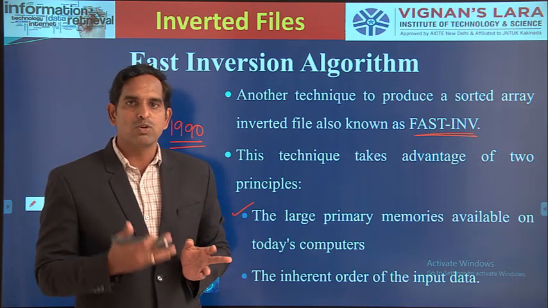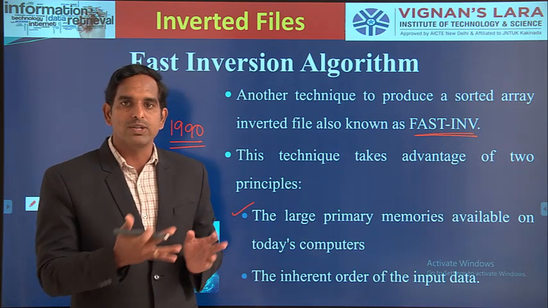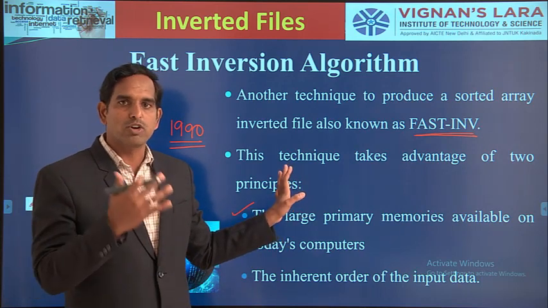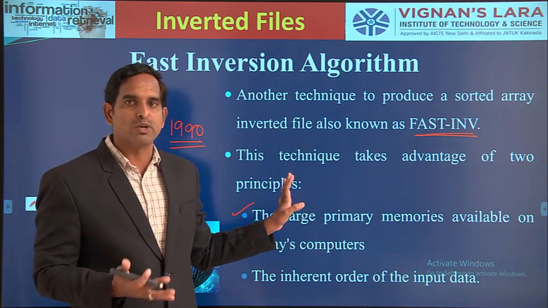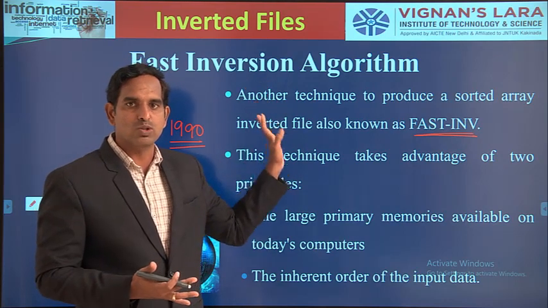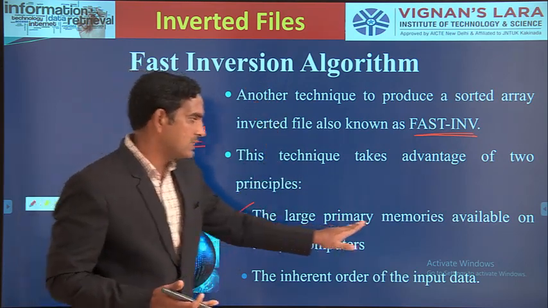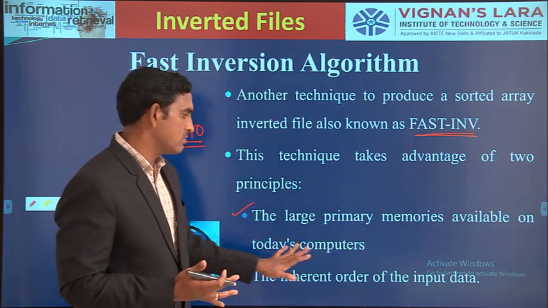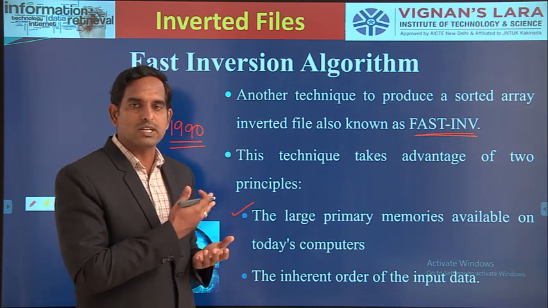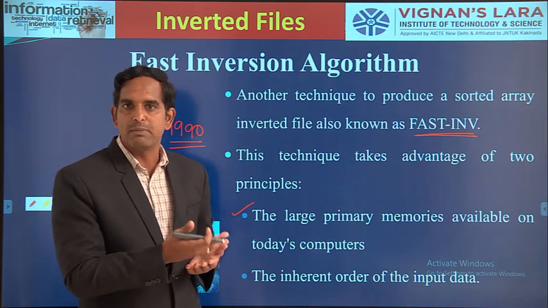The primary memory size had improved a lot in those times, so whatever index you want to build could be inserted directly into memory. So the first advantage which the fast inversion algorithm took is that larger primary memory is available on today's computers. As you know, as computer generations progressed, there was larger primary memory.